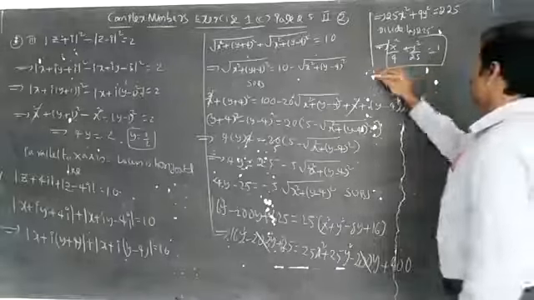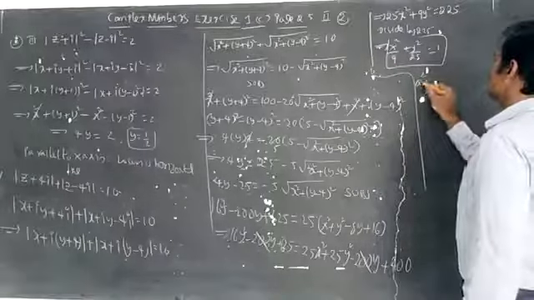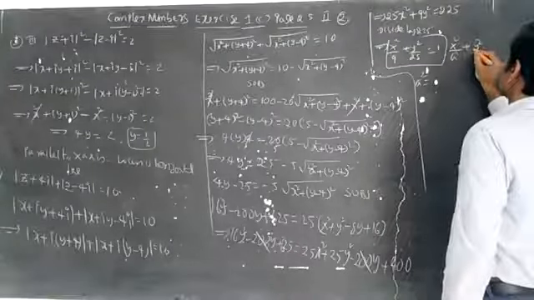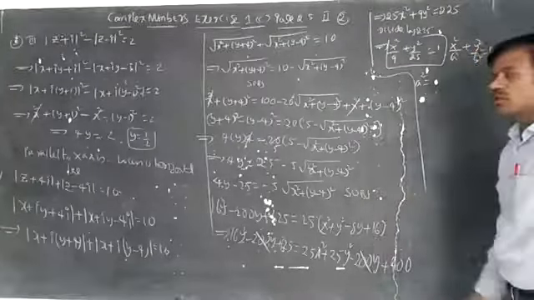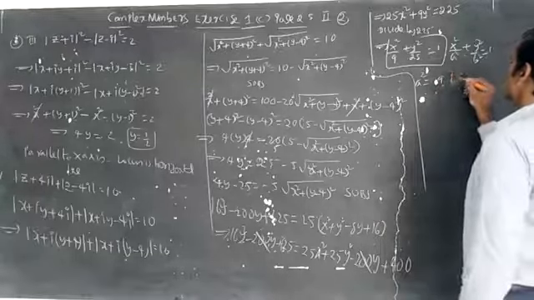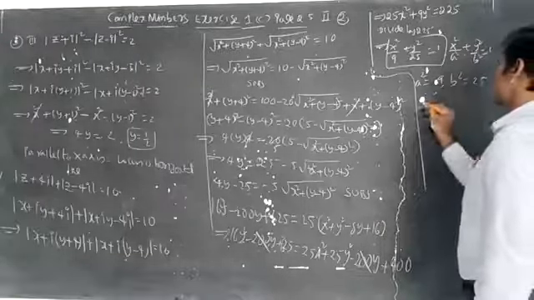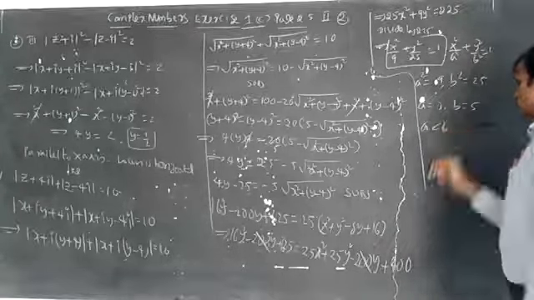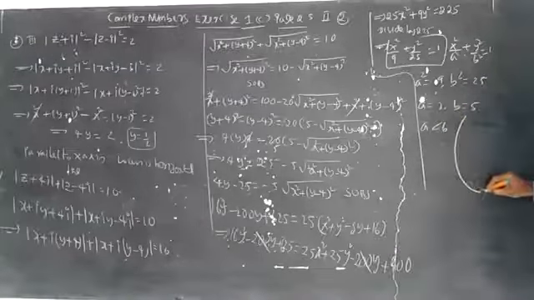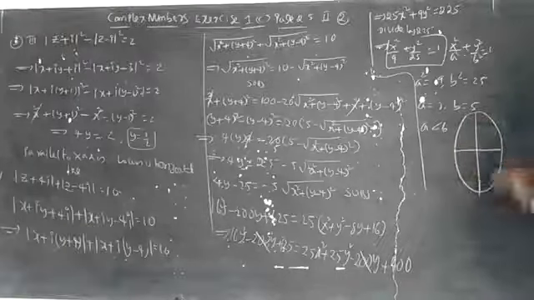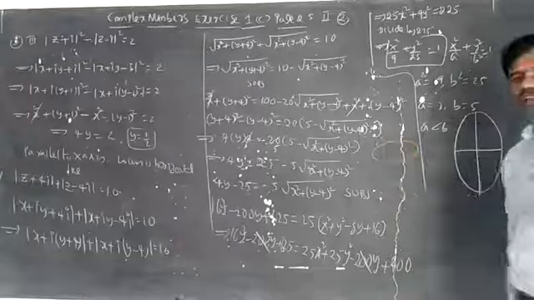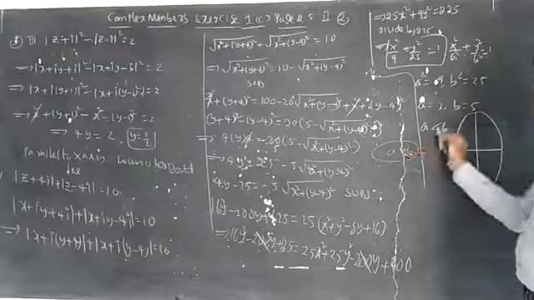Here a less than b. The ellipse standard equation is x square by a square plus y square by b square equal to 1. Here a square equal to 9, b square equal to 25. So a is equal to 3, b is equal to 5. So a less than b ellipse is called an inverted ellipse or reverted ellipse. Shape will be like this. General ellipse shape is like this. A greater than b ellipse is like this. This is a less than b.